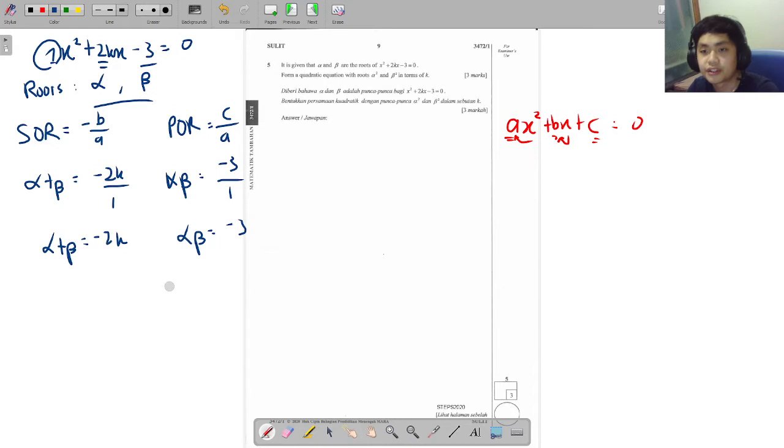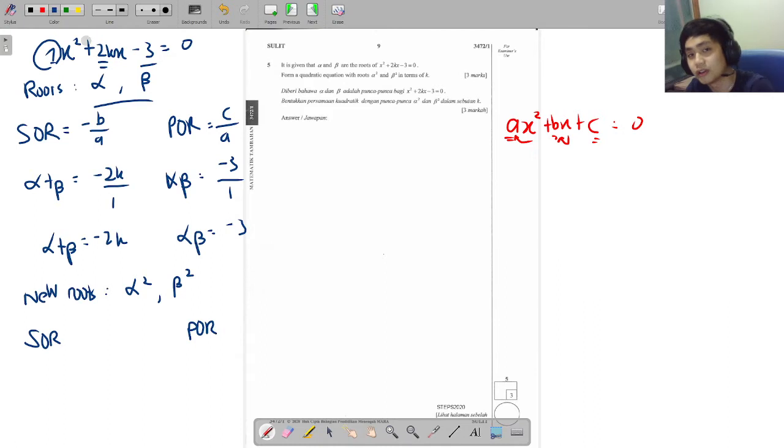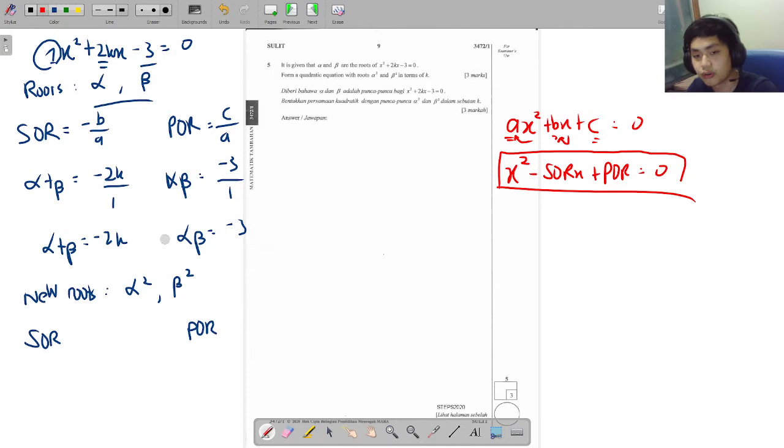So form a quadratic equation with roots alpha squared and beta squared. So I can write my new roots as alpha squared, beta squared. So again, I'm going to do the SOR/POR. Why would I do SOR/POR here? Because if I want to make an equation, we have a formula that says x squared minus SOR x plus POR equals 0. So in order to use this formula, we need to find the SOR/POR for the new roots.